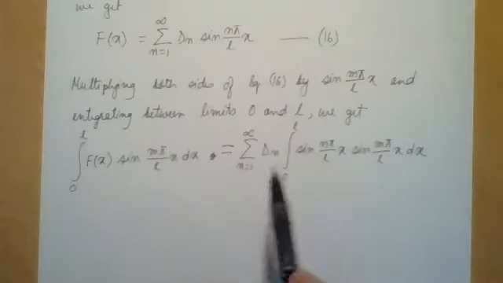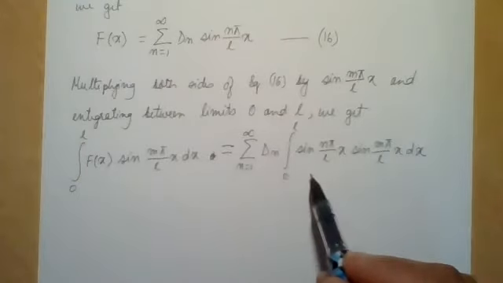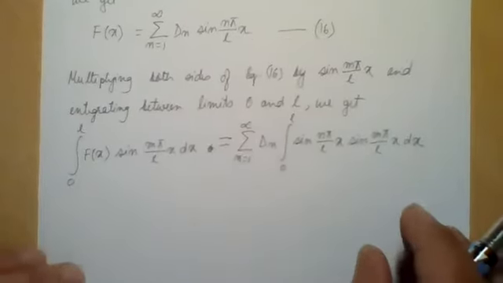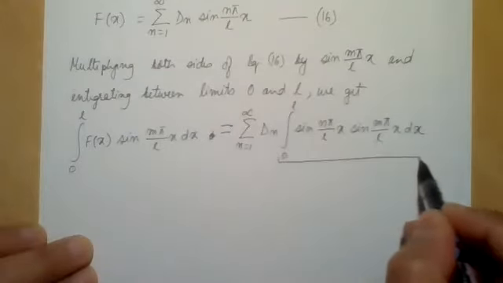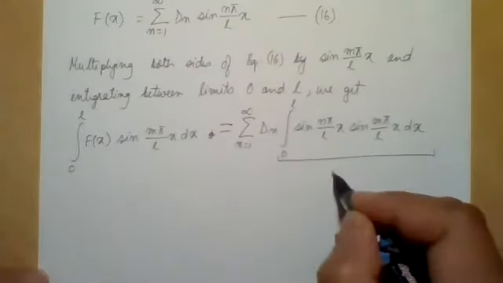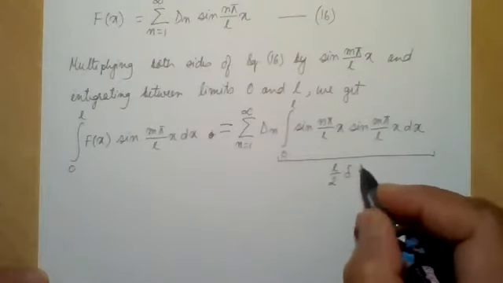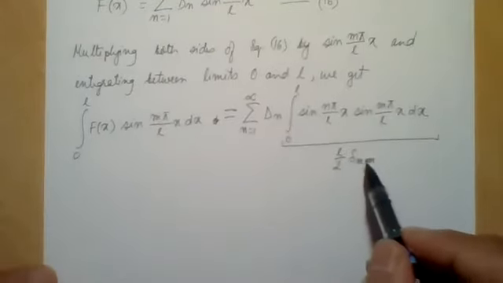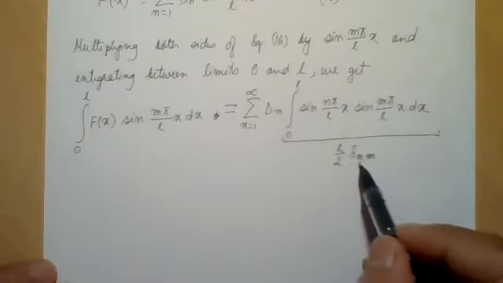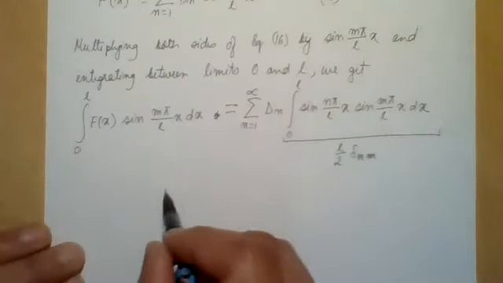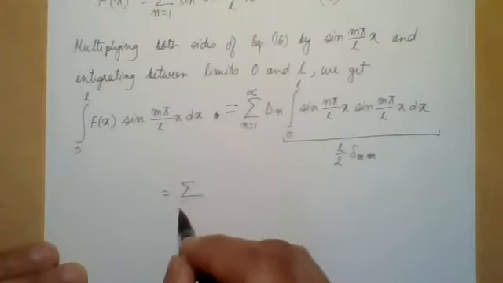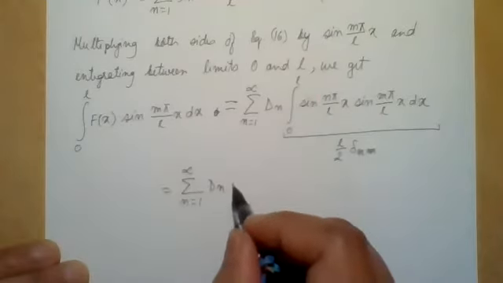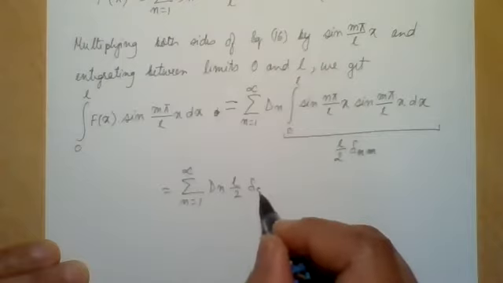This is equal to summation n from 1 to infinity d_n integration of sin(n pi x by L) sin(m pi x by L). And when we perform this integration, this will turn out to be simply L by 2 Kronecker delta n m. So this should be equal to summation from n equal to 1 to infinity d_n L by 2 Kronecker delta n m.